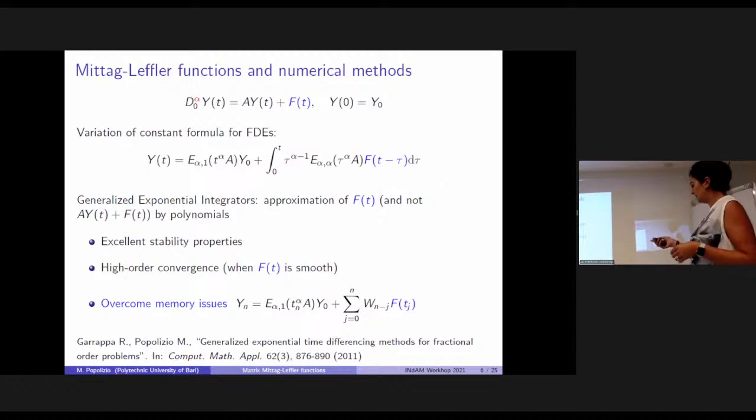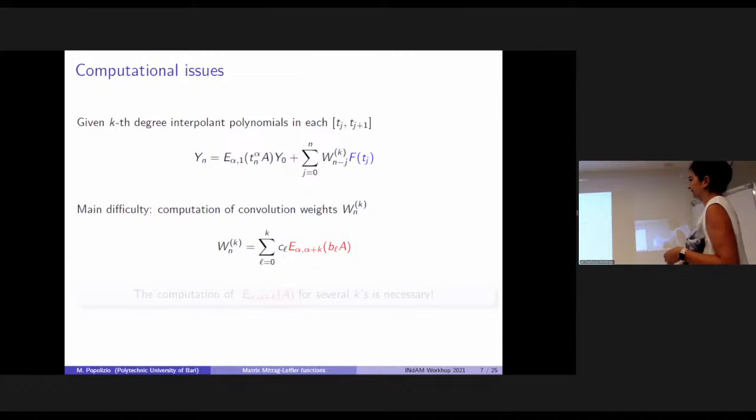The computational issue here is the computation of this term, these Wnk, which are a linear combination of the Mittag-Leffler functions with indices alpha and alpha plus k, evaluated in a scaled version of the matrix A.